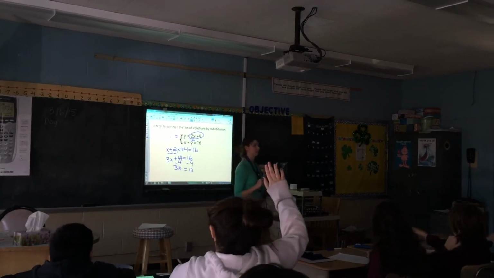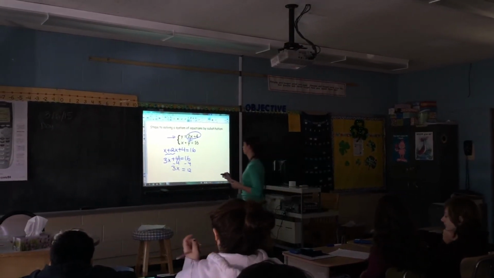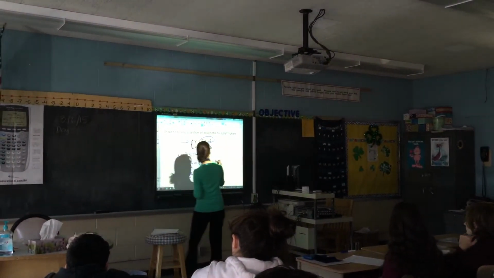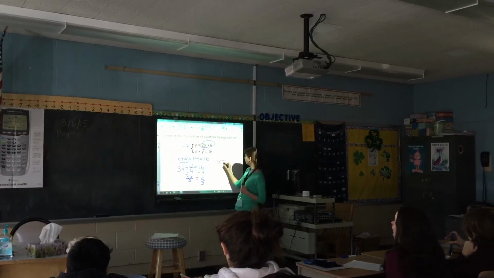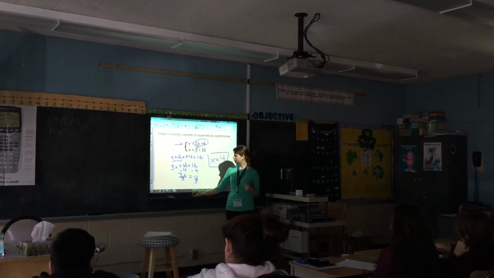What's my last step to solving for x? Bella. You have to divide both sides by 3. Good. Divide both sides by 3. Bella, what do I get for x? I'll write it over here. 4. X equals 4. And I'm going to box that in. That's not, however, our answer.